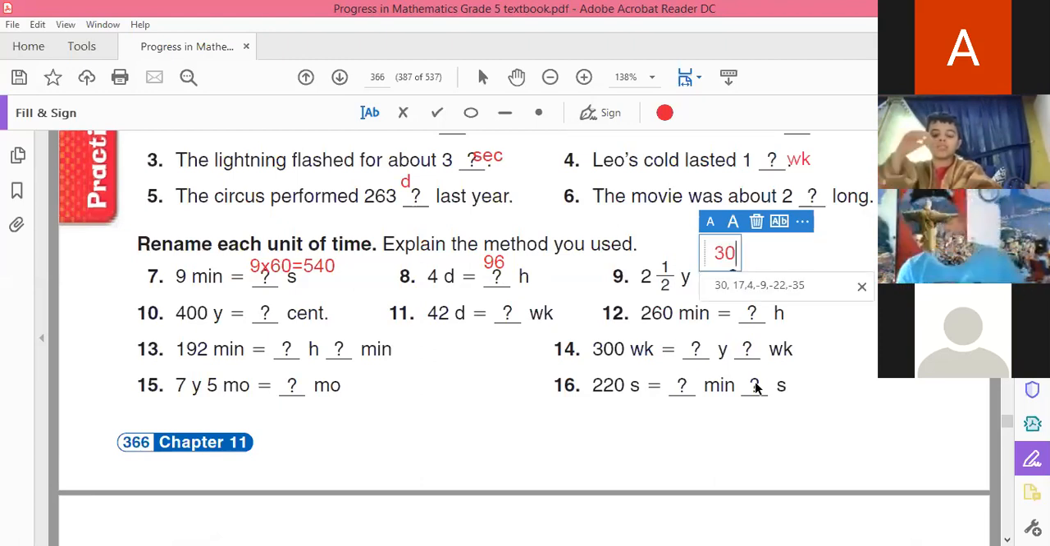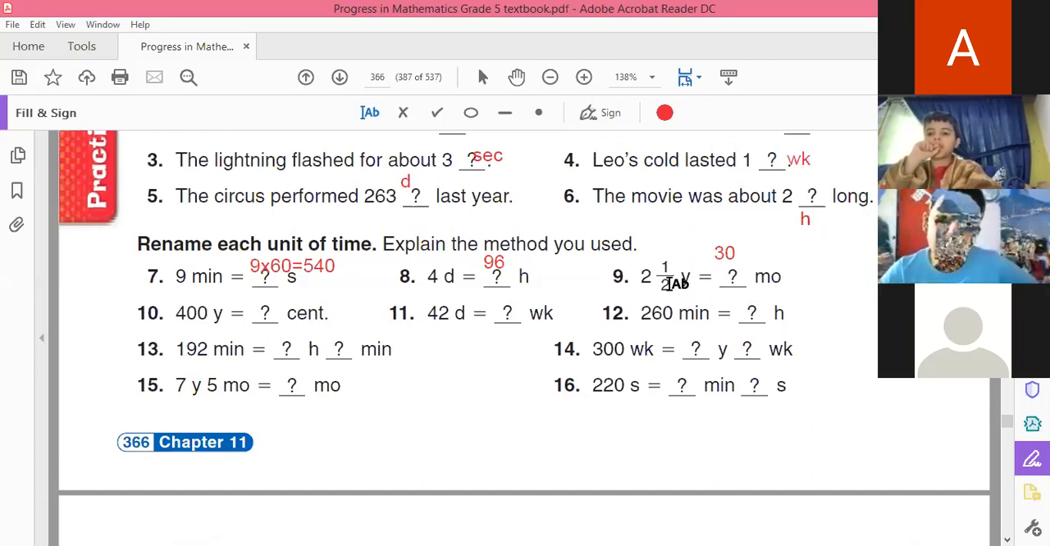There are 30 months, because in 2 years there are 24 months, and half a year is 6 more months. 30. How, teacher? Listen, in 2 years, how many months? 24. And then half a year, 6 months.